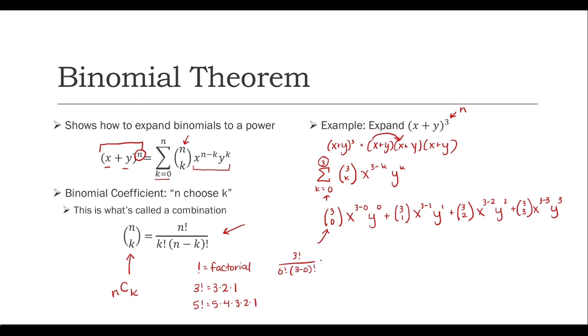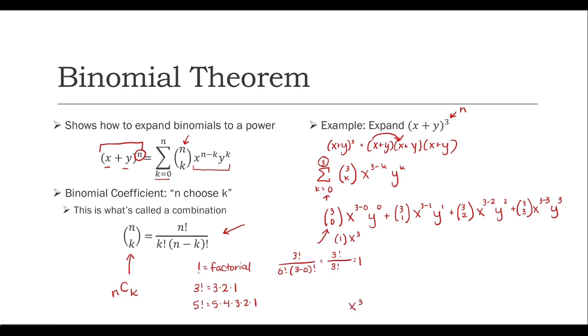So that's equal to 3 factorial over 0 factorial is 1, and then 3 minus 0 is 3, so 3 factorial. 3 factorial over 3 factorial is just going to be 1. So we have 1 times x cubed. Y to the 0 is just going to be 1, so you just have x cubed as your first term.